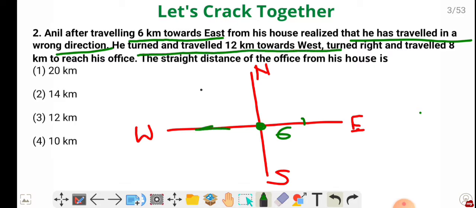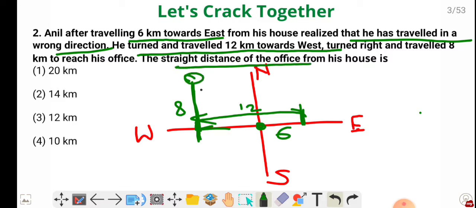Here it is. He turned, and what is the distance here? 12 kilometers. Now this is 12. Total is 12. Turn right. Again turn right and travel 8 kilometers to reach his office. So this is 8 kilometers. This is Anil's office. Now they ask us the straight distance between the office and his house. Means what? This distance. How to solve it?